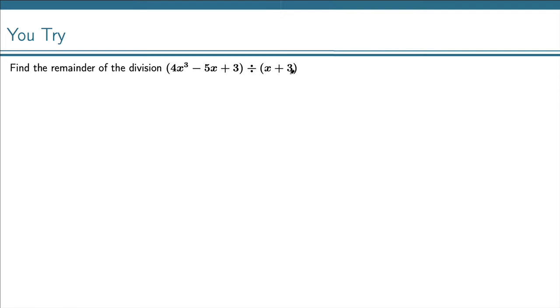Okay, let's go ahead and set it up. We've got our bracket, and inside our bracket we have the coefficients of our dividend. We've got 4x cubed. There's no x squared term, so we need to put a 0 there. Then we have a negative 5x, so negative 5, and then our 3. On the outside we put the 0 of our divisor, which is negative 3.